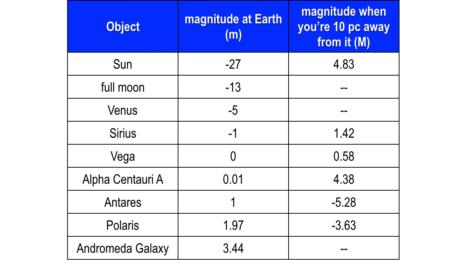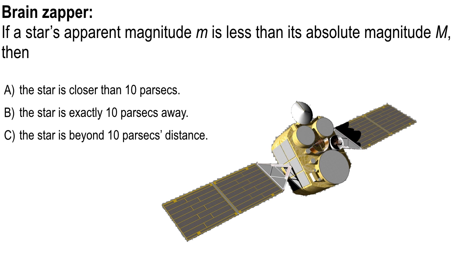Now, I have a brain-burning question for you. One more question with your clicker. Let's see if you can handle it. Go ahead and talk it over with your neighbor if you feel motivated to do so. If a star's apparent magnitude m is less than its absolute magnitude M, then which will it be? How saith you? A, B, C, or no D.